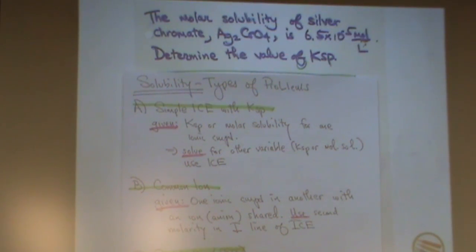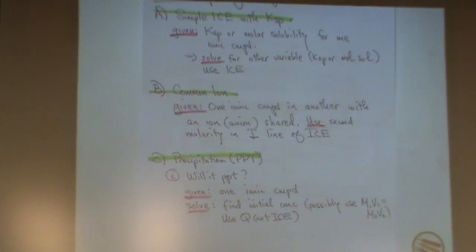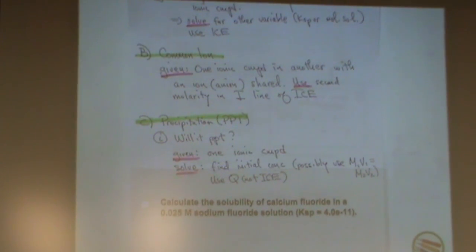A classic one that I did for that. Let me find one that I think I did in class. This is classic right here. Calculate the solubility, that's the same as molar solubility, of calcium fluoride in sodium fluoride. Both of them have fluoride. It is a common ion. So the one molarity that you're given, the only one, is going to go in for the anion in the I line of the ice table. That's how you know it's this type.